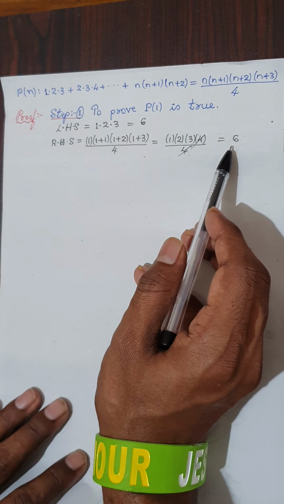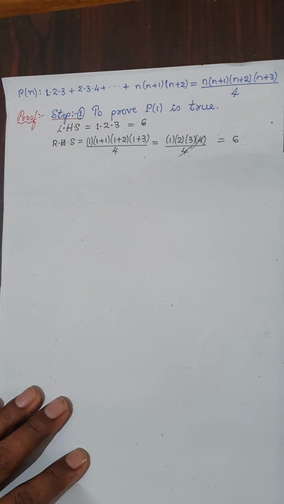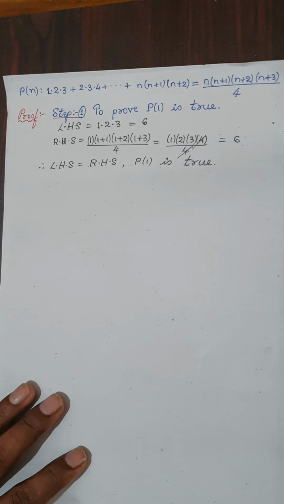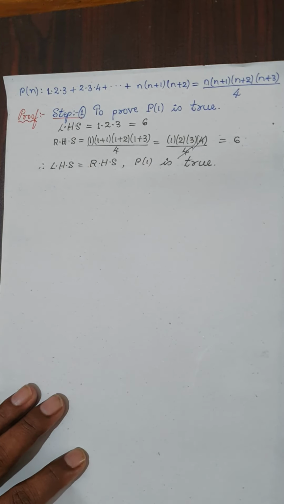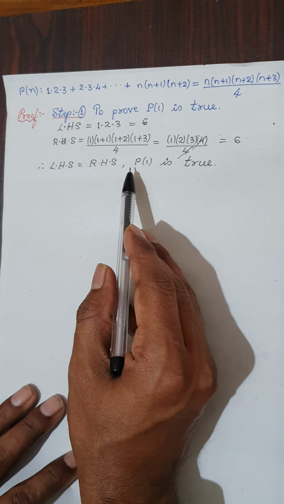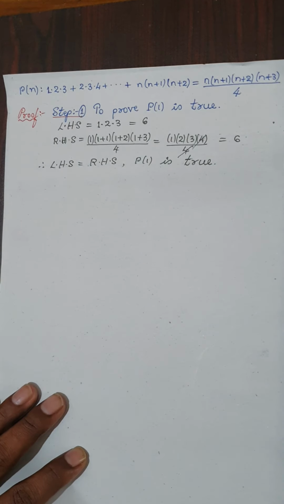Quite simple. Okay, that is why I've already made it as a ready-made answer, so that it does not occupy the space in the video. You can work it out by your own self. So once that is clear, you will just write the conclusion for step 1, which is LHS equal to RHS. Therefore, we say P of 1 is true.